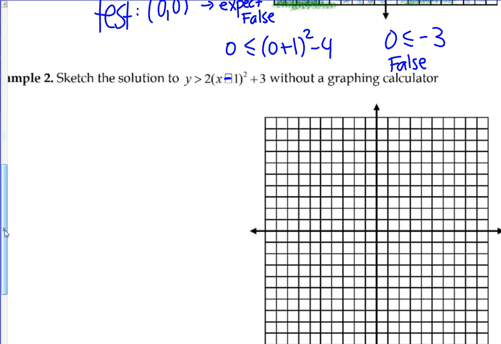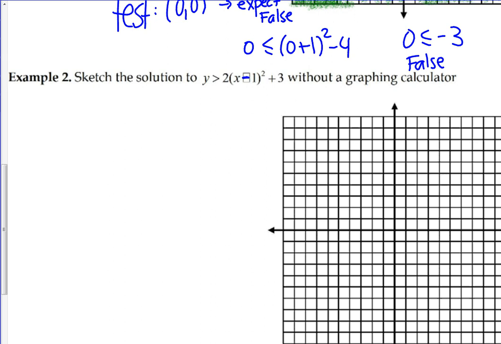Okay, sketch the solution to y is greater than 2 times (x minus 1) squared plus 3, without a graphing calculator. All right, where do we start? Vertex. We have dealt with quadratics so much in the last 4 months. It's crazy. What is the vertex? 1 and 3. Good. The x is the opposite sign. 1 to the right, 3 up.